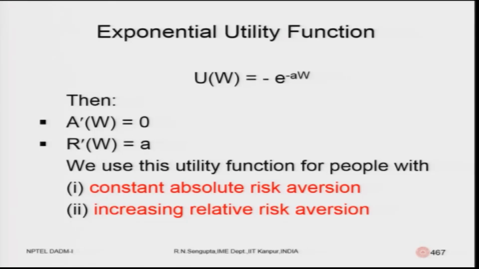These values come out to be, for this exponential utility function, 0 and A. So, 0 means that it has a constant absolute risk aversion property, and the R prime value being A means it has a positive value, which is increasing relative risk aversion property. So, based on that we will again do the same type of simple diagrammatic representation using an Excel sheet.